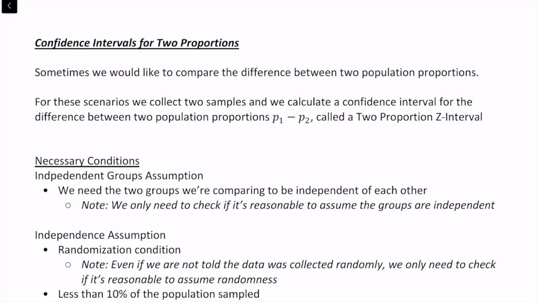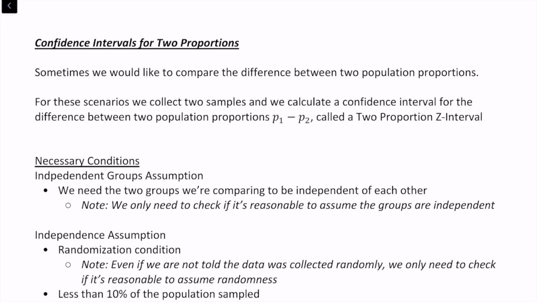We're going to check out the concept of confidence intervals for two proportions. In a previous lecture, we went over the confidence interval for a one sample proportion. In this case, we're going to go over two samples. Sometimes we want to compare the difference between two population proportions, so we're comparing the proportions of two different groups.